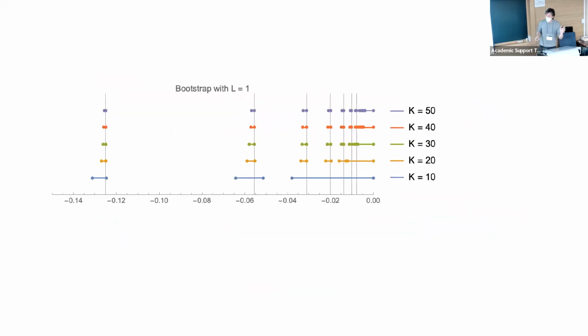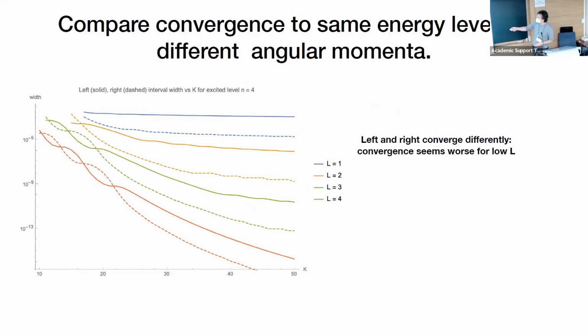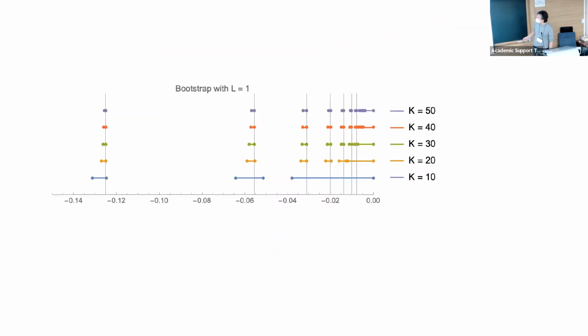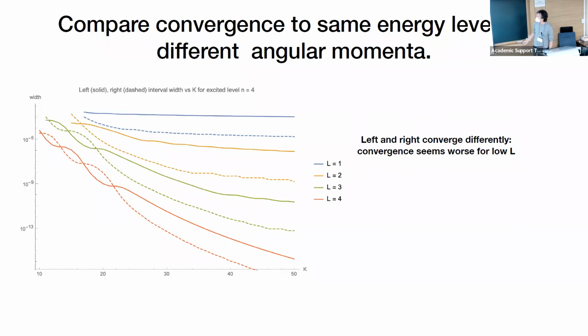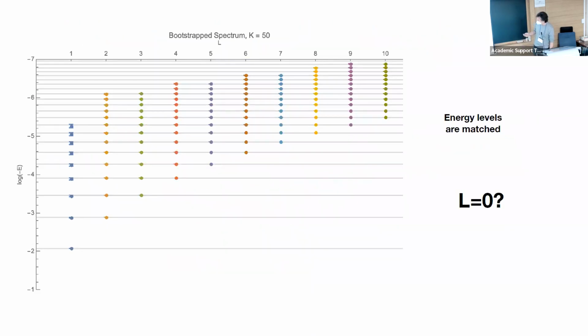So when we did it for angular momentum equal to 1, we got something nice. And then we kind of tried to test convergence of the same energy level for different values of L, and higher values of L converge faster, and lower values of L converge more poorly. And this was only using the first matrix. So to go back, it was using only M1, which is what we used in our first paper. And then, of course, we were able to produce a list of energy levels. And when we tried to plug that into L equal to 0, we got nonsense. So basically, everything was allowed so long as the energy was negative.